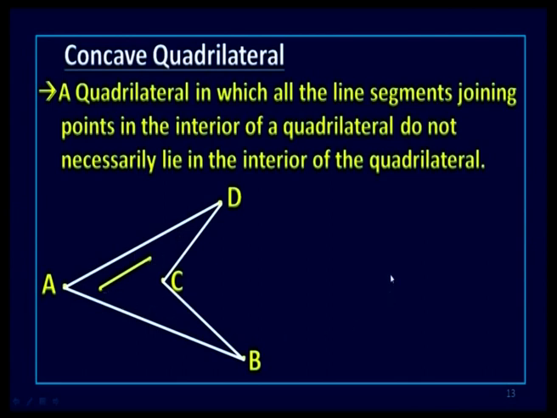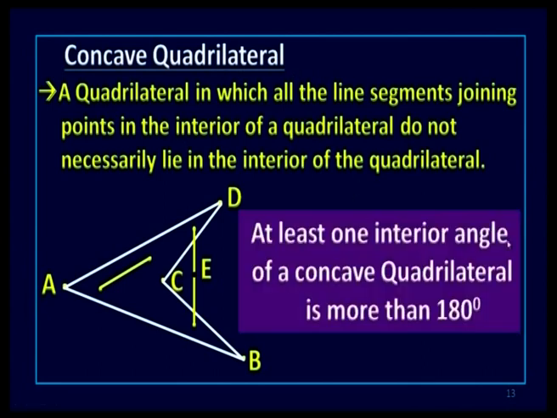Now, what am I doing, children? I am taking 2 other points, I am joining them. Now, can you tell, children, whether the points which lie on this line segment belong to the interior of the quadrilateral? No. Let us take one example. I am taking a point here, E, which does not belong to the interior of the quadrilateral. From this what can we understand, children? Yes, this quadrilateral ABCD is a concave quadrilateral.